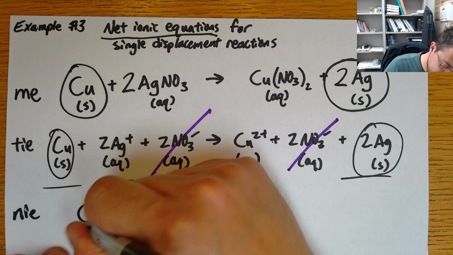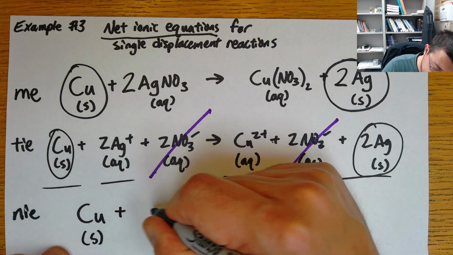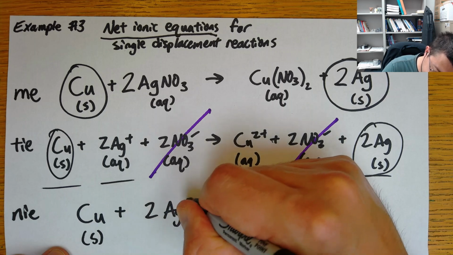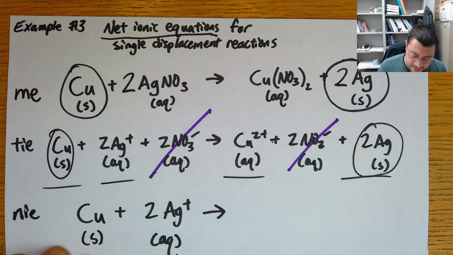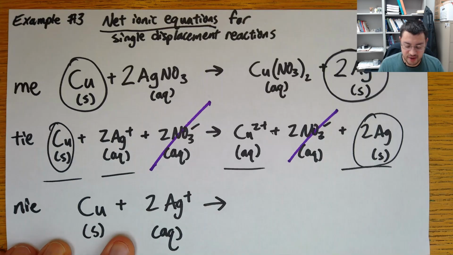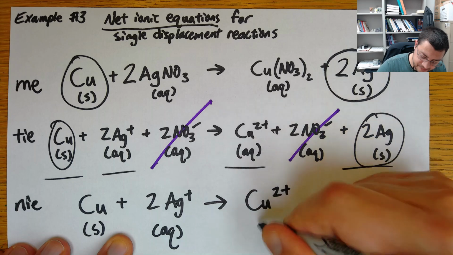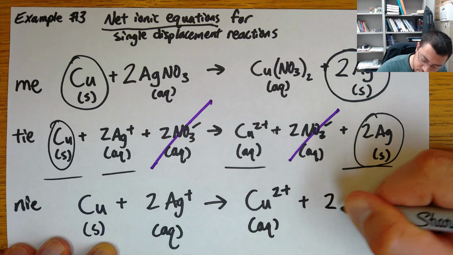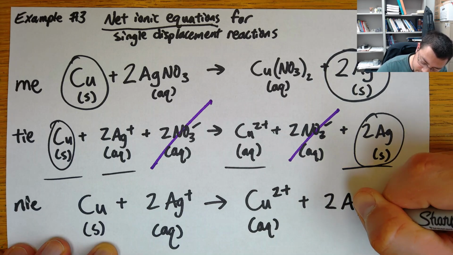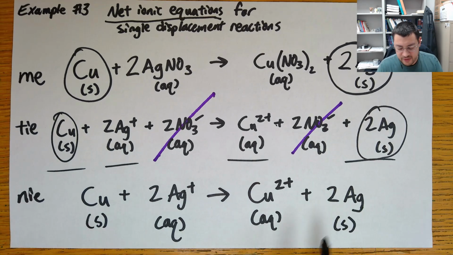So here it is. In this reaction, we have a single copper atom and 2 silver cations. Copper gives away 2 electrons. There's 2 different silvers to accept 1 electron each, leaving us with 1 copper ion and 2 silver atoms.